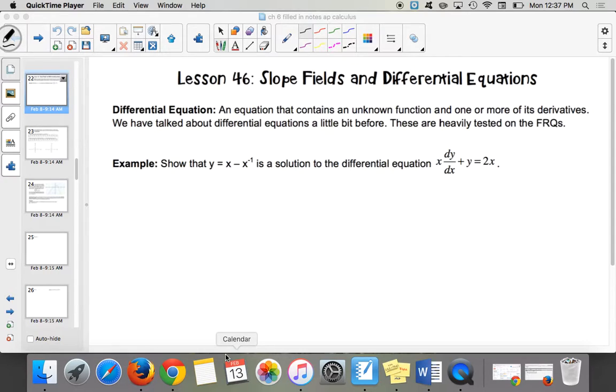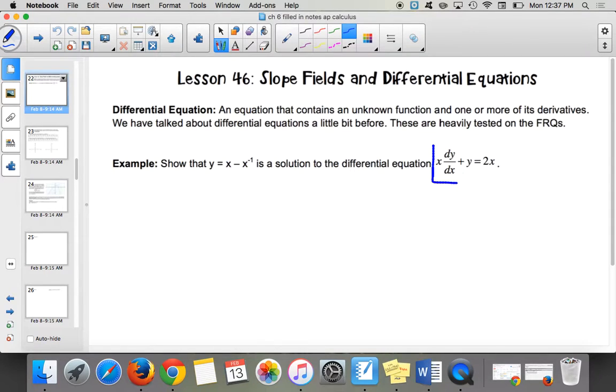So the first thing is, let's talk about what a differential equation is and why it works. It says, example, show that y equals x minus x to the negative 1 is a solution to the differential equation x times dy over dx plus y equals 2 over x. Notice how this equation has dy over dx, but it also has y. That's why it's a differential equation. This dy over dx is y prime. So we want to find y prime.